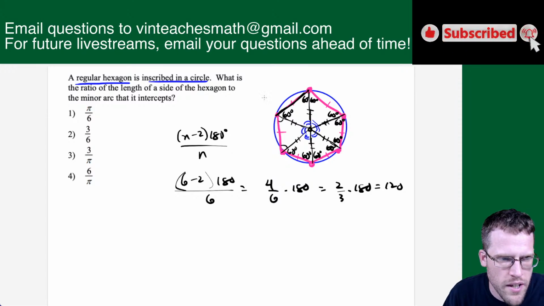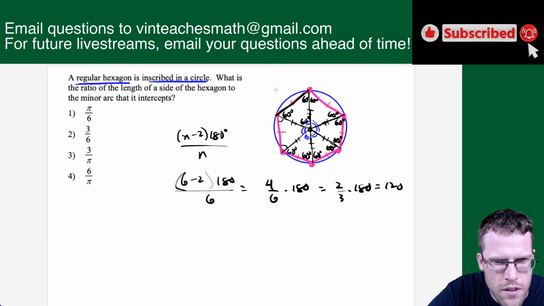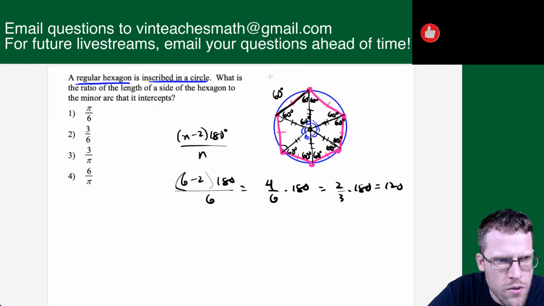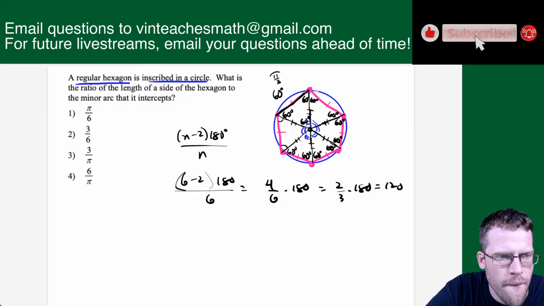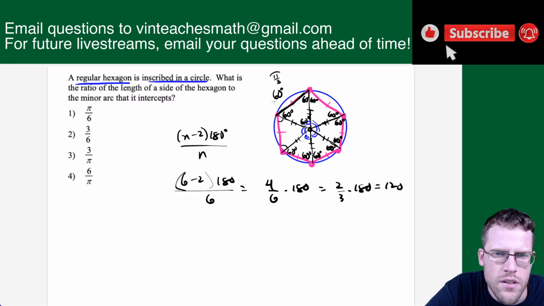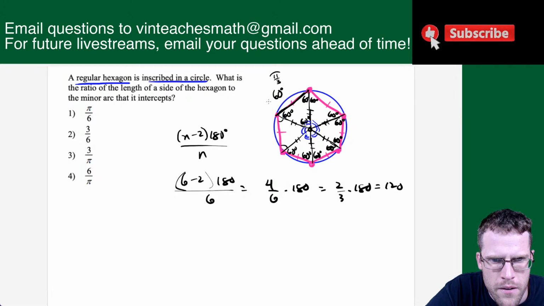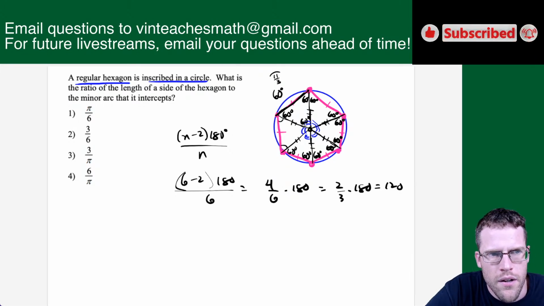Which means all of these central angles are 60 degrees. So the measure of this arc here is 60 degrees, but in radians, that would be pi over 3. So let's think about this carefully. This is equal to the radius. What is the ratio of the length of a side of a hexagon to the measure of the arc that it intercepts? Okay, I think I see it now.